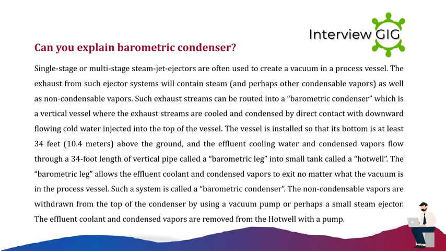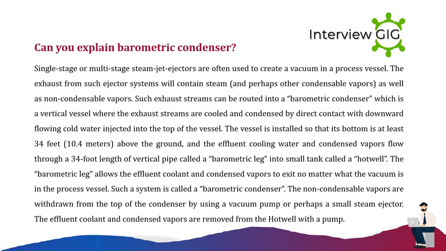Can you explain barometric condenser? Single-stage or multi-stage steam jet ejectors are often used to create a vacuum in a process vessel. The exhaust from such ejector systems will contain steam, and perhaps other condensable vapors, as well as non-condensable vapors. Such exhaust streams can be routed into a barometric condenser, which is a vertical vessel where the exhaust streams are cooled and condensed by direct contact with downward-flowing cold water injected into the top of the vessel.